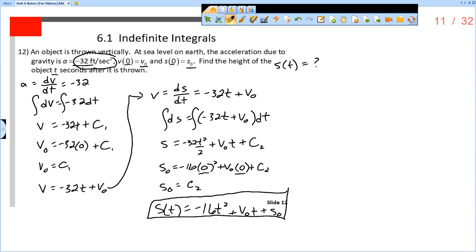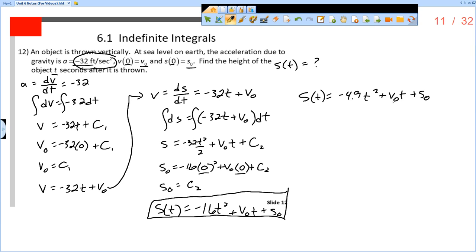Now, what if we were in our physics class and we were dealing with meters per second squared? Then you might recognize this equation as our s of t equation. That is half of negative 9.8, so negative 4.9 t squared plus v sub 0 t plus s sub 0.